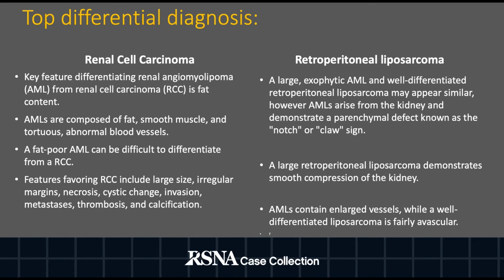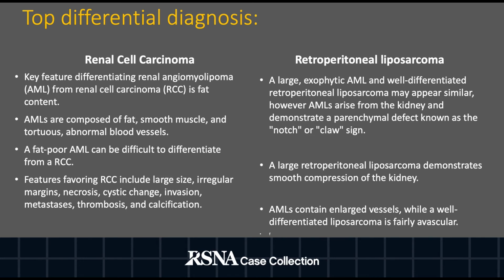The differential diagnosis includes renal cell carcinoma. The key feature differentiating renal angiomyolipoma from renal cell carcinoma is fat content. AMLs are composed of fat, smooth muscle, and tortuous abnormal blood vessels. A fat-poor AML can be difficult to differentiate from a RCC. Features favoring RCC include large size, irregular margins, necrosis, cystic change, invasion, metastases, thrombosis, and calcification.